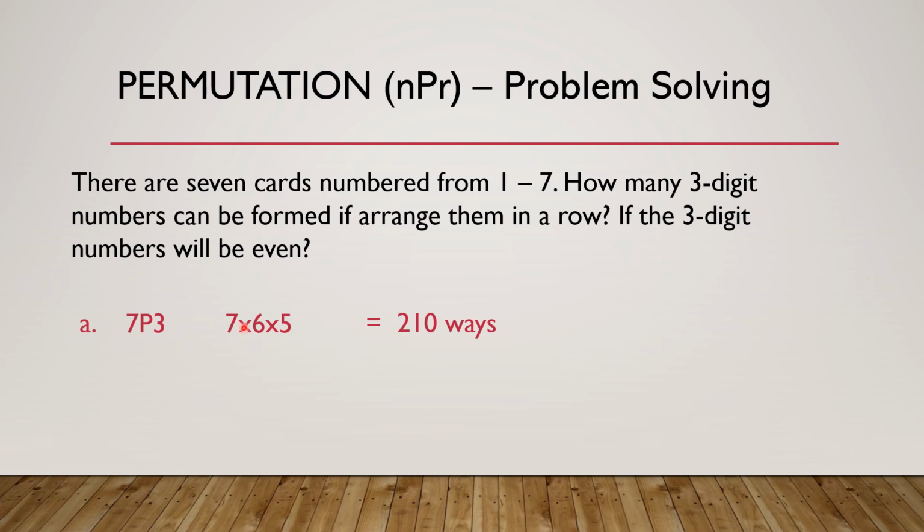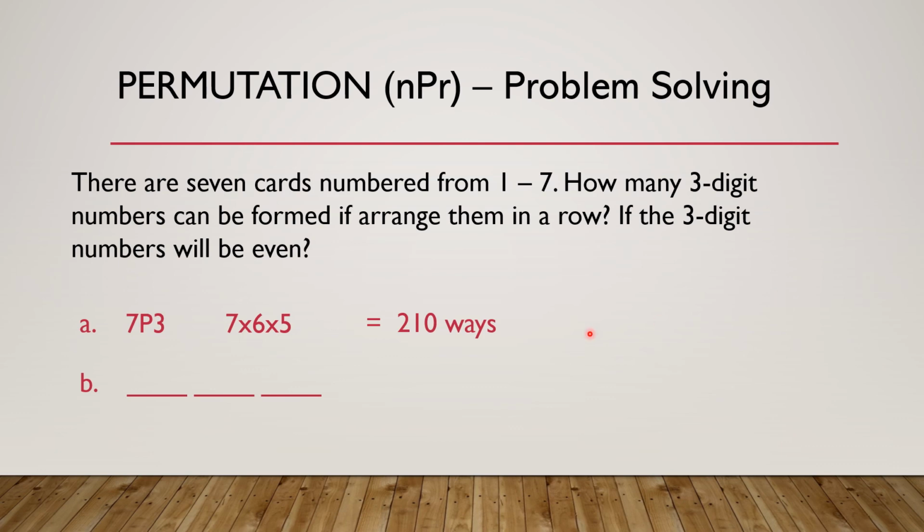Why is it 7 taken 3? There are 7 cards, and we are going to make use of 3 cards, because 3-digit numbers are to be formed. So 7 taken 3, 7 times 6 times 5, and that is 210 ways. What about if the 3-digit numbers will be even?